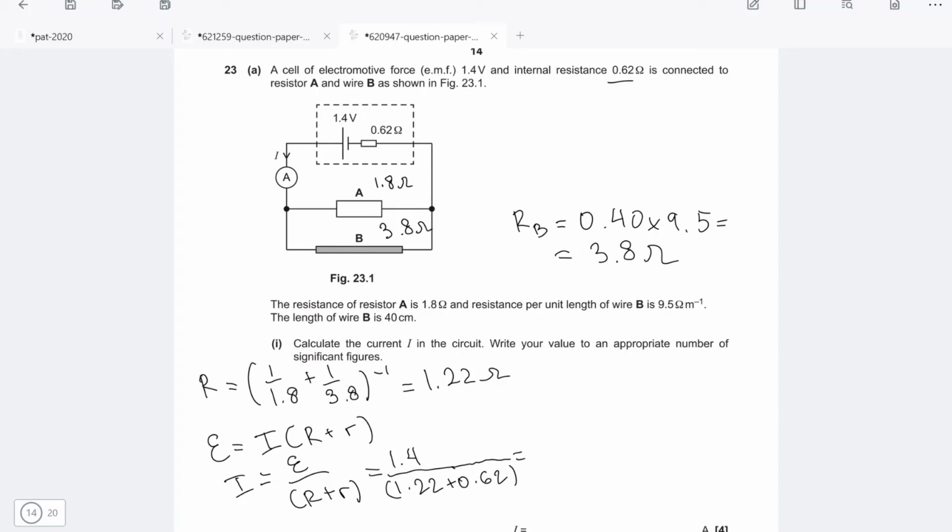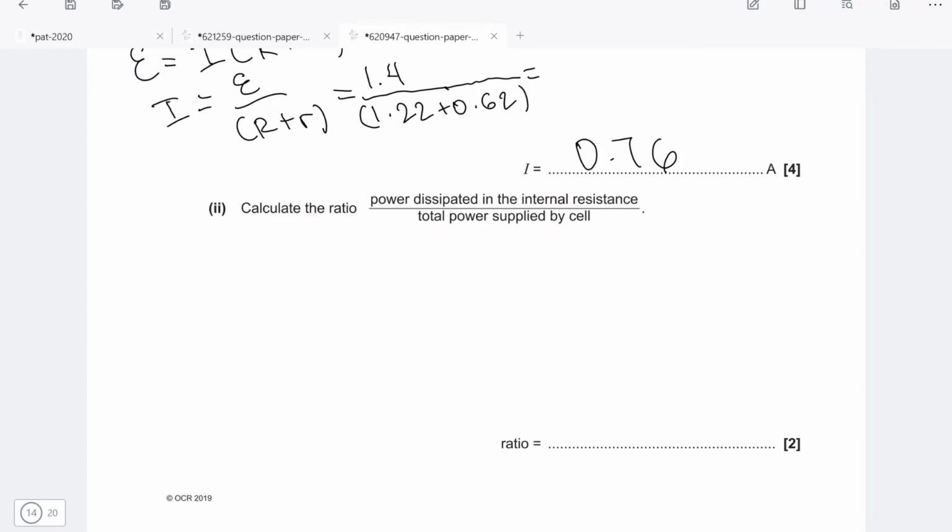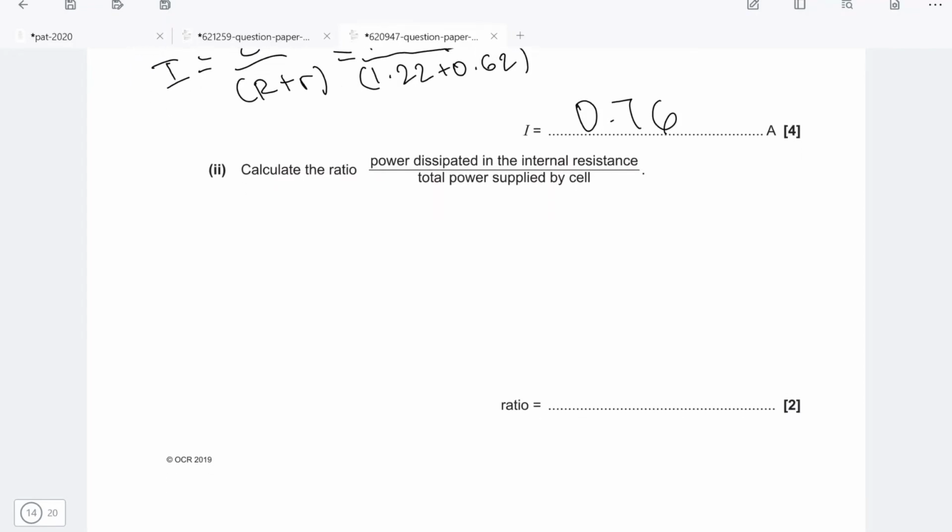When we put this into a scientific calculator, we are going to get 0.76 amps. Part 2 of this question, calculate the ratio of the power dissipated in the internal resistance divided by the total power of the cell. Well, we can find the power dissipated in the internal resistance by the equation that power is equal to I squared times the resistance R.